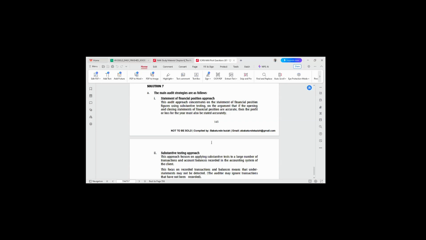For instance, you need to dig deep into the inventory, because the closing inventory in your statement of profit or loss is your inventory in your statement of financial position under current assets. So the value must be the same. The closing inventory in your statement of profit or loss and the inventory balance in your statement of financial position should be the same. How will you know that it's the same? By carrying out substantive testing, that is vouching and verification. That is what we mean.